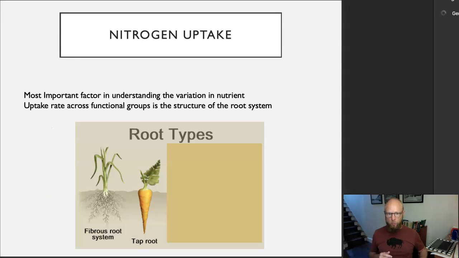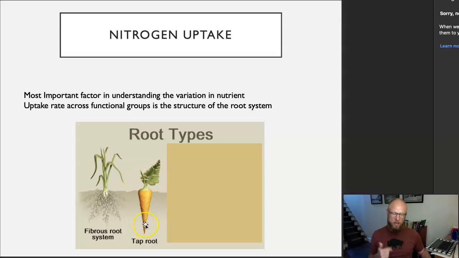So let's first talk about the rate of uptake. The most important factor in understanding how fast plants can take up nutrients from the soil is understanding the structure of their root systems. And so we can contrast the two most drastically different types of root systems as we have here. We've got a tap root, so carrot might be the most drastic example of a tap root. And then we've got this really fibrous root system where the roots branch off into smaller and smaller pieces all along the length of the root.